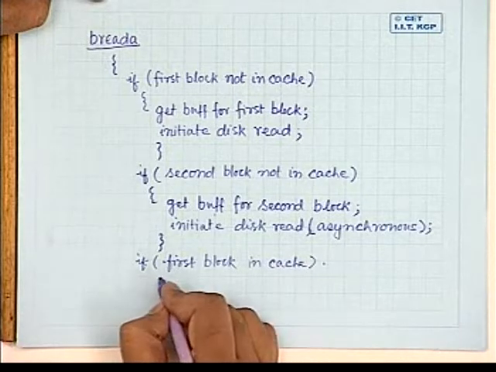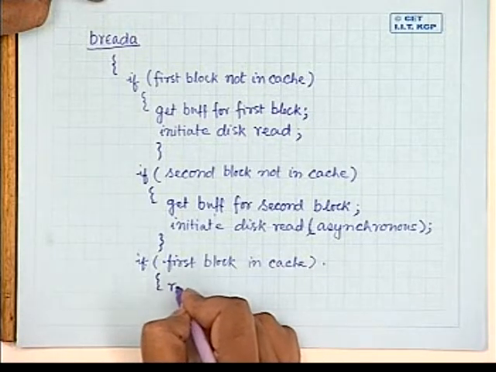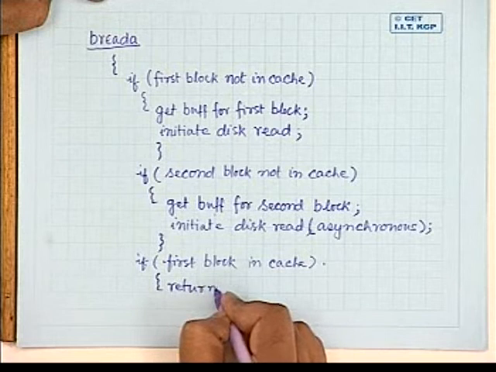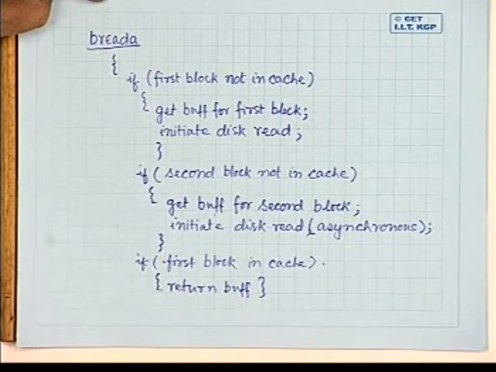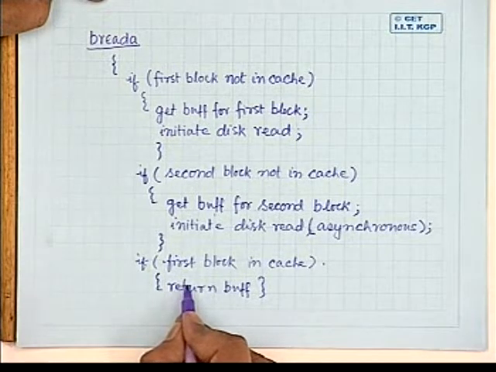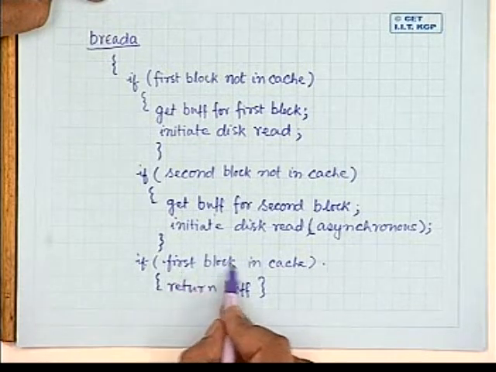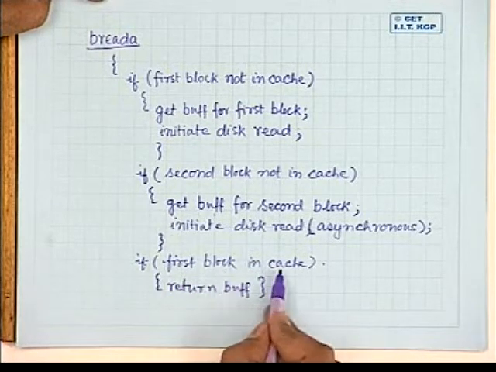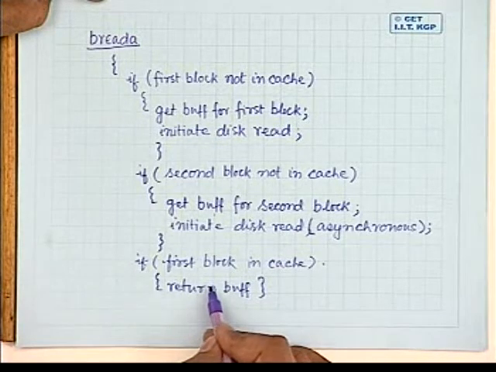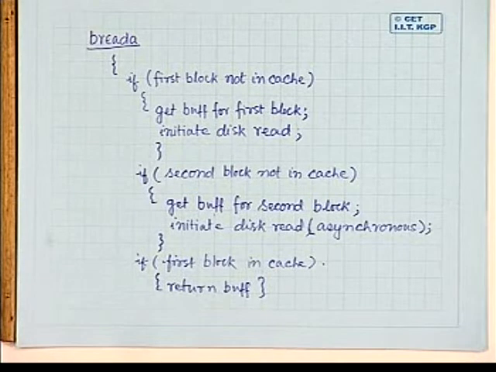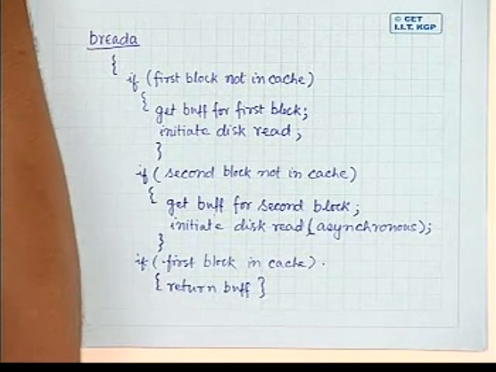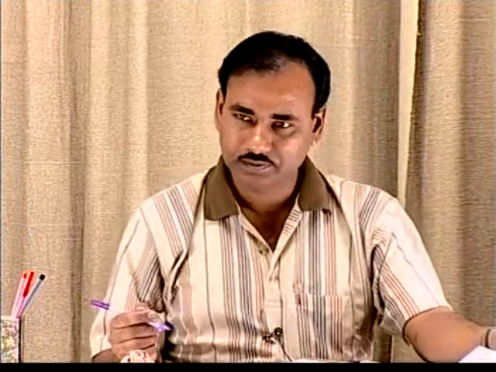Then what we do is we return the buffer. So here the process will wait until the first block is read into the buffer cache. When the first block is already read, in that case the buffer will be returned to the calling process. So this is a block read operation which can be used to improve the system performance.